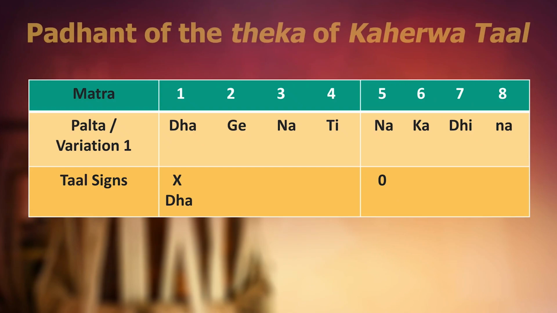You shall now learn the parhant of Kaherwa Taal. In Kaherwa Taal, you have 1 clap and 3 finger counts in the first vibhag, whereas you have 1 waving of hand and 3 finger counts in the second vibhag. The arrows in the notation indicate the actions of the hand and fingers while counting the Taal.